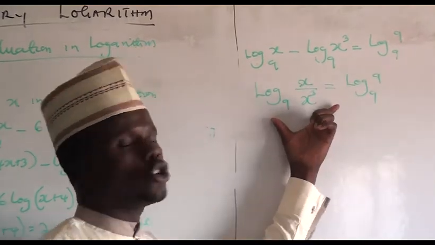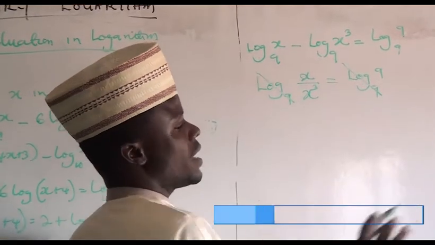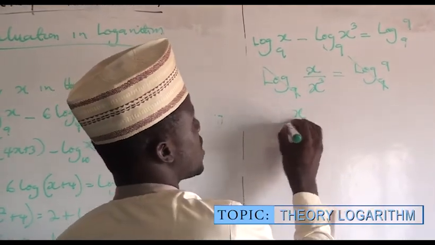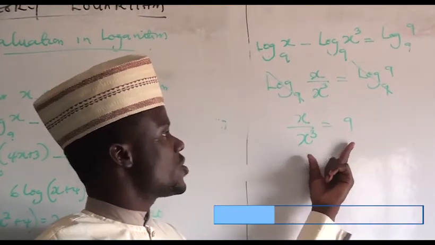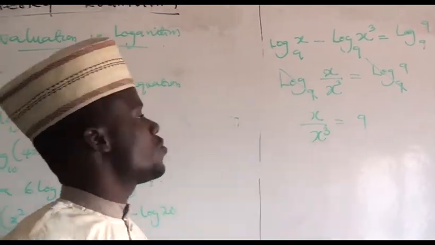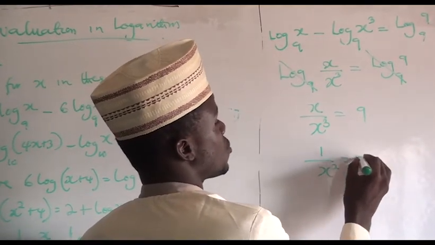So here we can now dissolve the bases. That is base 9 and base 9 are gone. Then here we have x all over x to the power of 3 equals to 9. So this is x all over x to the power of 3, which is the same thing as 1 all over x squared equals to 9.